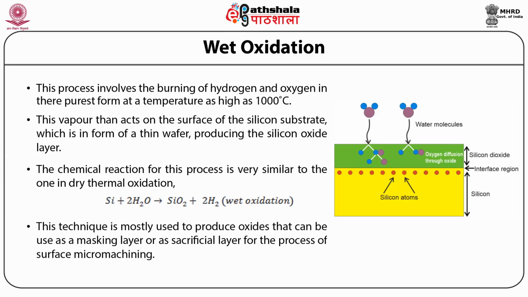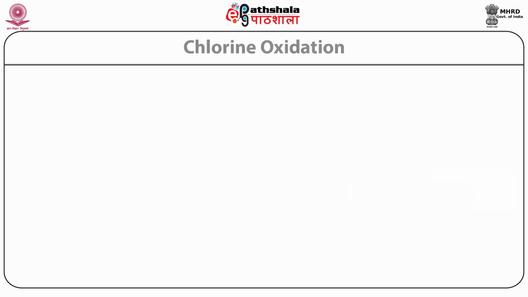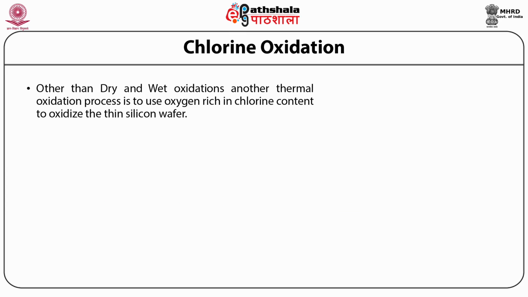This technique is mostly used to produce oxides that can be used as a masking layer or as a sacrificial layer for the process of surface micromachining. Chlorine oxidation. Other than the previously discussed methods of thermal oxidation, that is dry and wet oxidation, another method in the thermal oxidation process is to use oxygen rich in chlorine content to oxidize the thin silicon wafer.